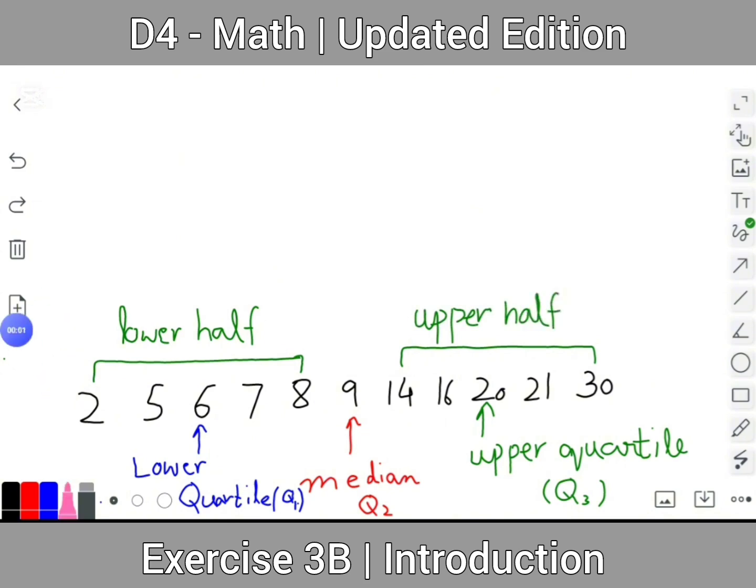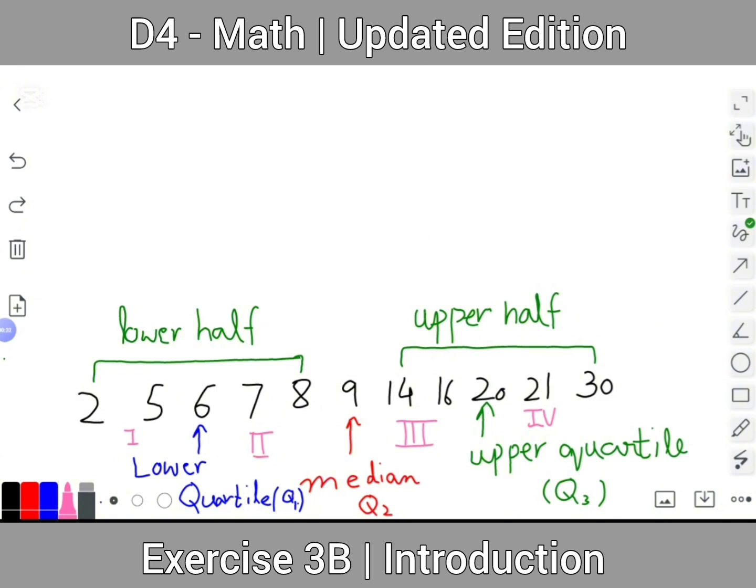We can see that quartiles obtained by the above method divide the dataset, which is arranged in ascending order, into 4 roughly equal parts. So here we have the first part, the second part, the third part, and the fourth part. So these quartiles roughly divide the dataset into 4 equal parts.